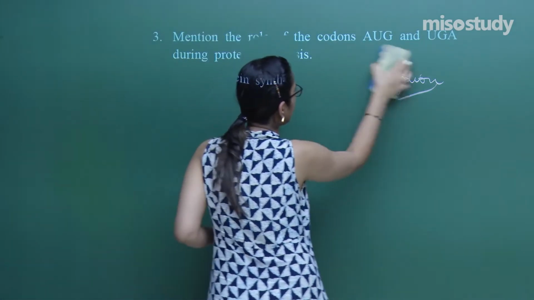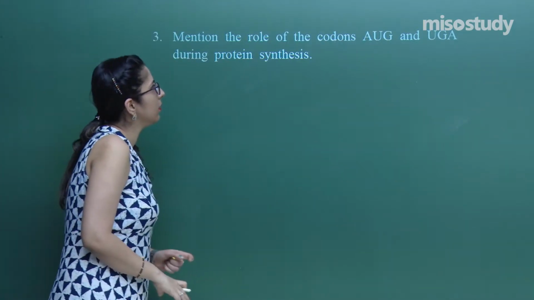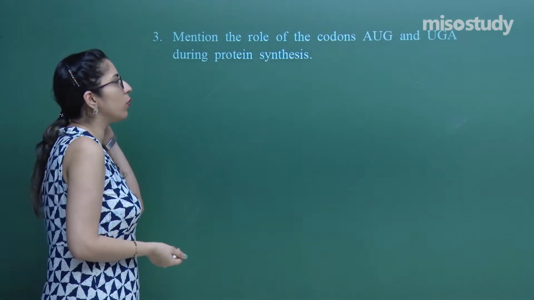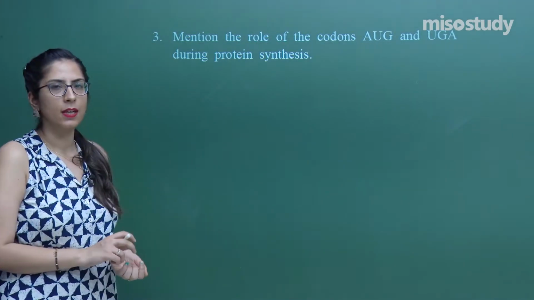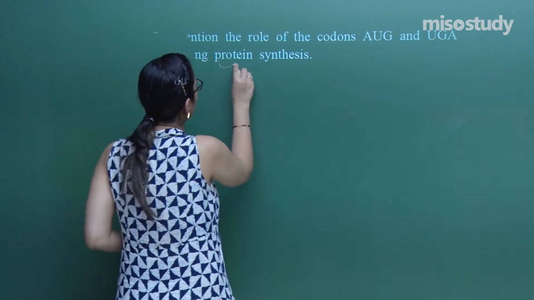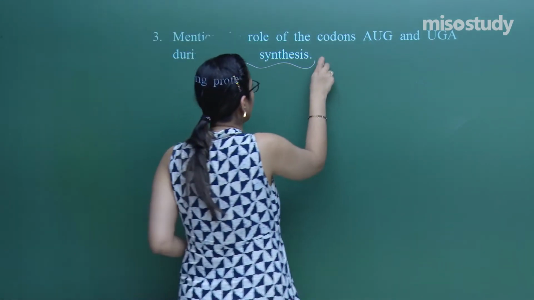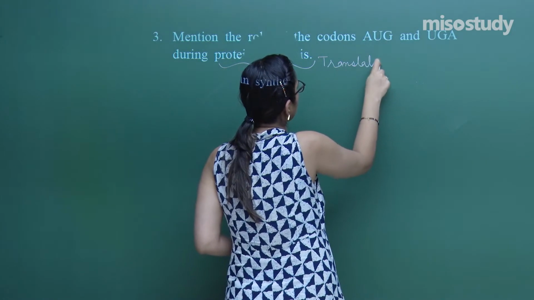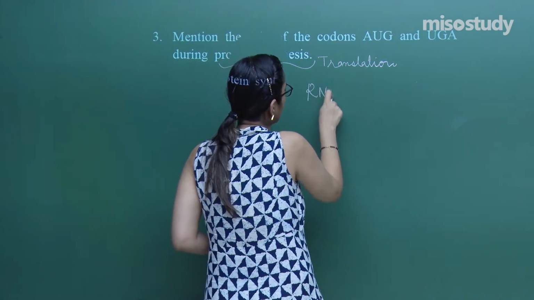Question number 3 is also a 1 mark question. If you are able to answer this, you will get a complete 1 mark. Mention the role of codons AUG and UGA during protein synthesis. Another name for protein synthesis is translation. So they are referring to the translation process in which the RNA forms a protein.